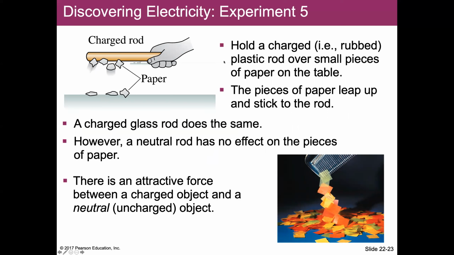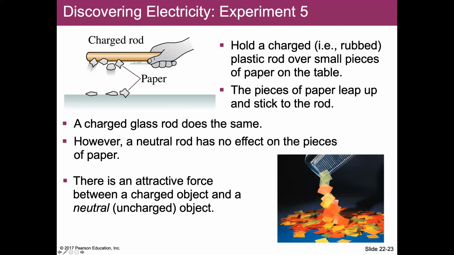For example, a rubbed plastic rod over small pieces of paper on the table. What you see is the pieces of paper will leap up and stick to the rod. That means the charged plastic rod attracts the papers, but the paper has no charge on it. It's neutral. So that means a charged plastic rod attracts neutral objects.